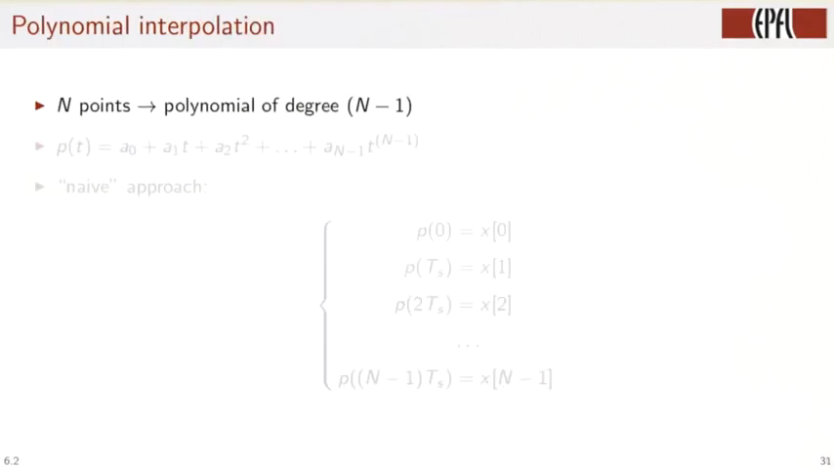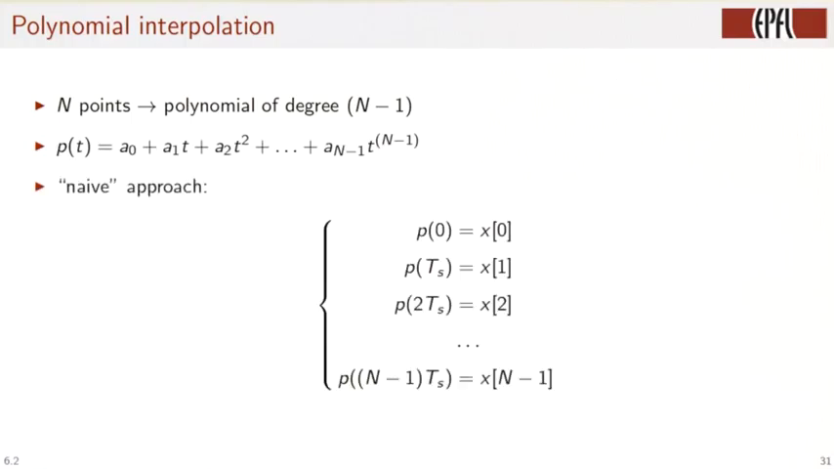So how to do polynomial interpolation? Well, if you have n points, there is a polynomial of degree n-1 that can go through these n points. For example, give me 2 points, I can draw a straight line. Give me 3 points, I can draw a parabola, etc. So we have p(t), which is an (n-1)-degree polynomial, and we simply fit the polynomial to the samples. So p(0) has to be equal to x0, p(Ts) to x1, etc., up to p((n-1)Ts).